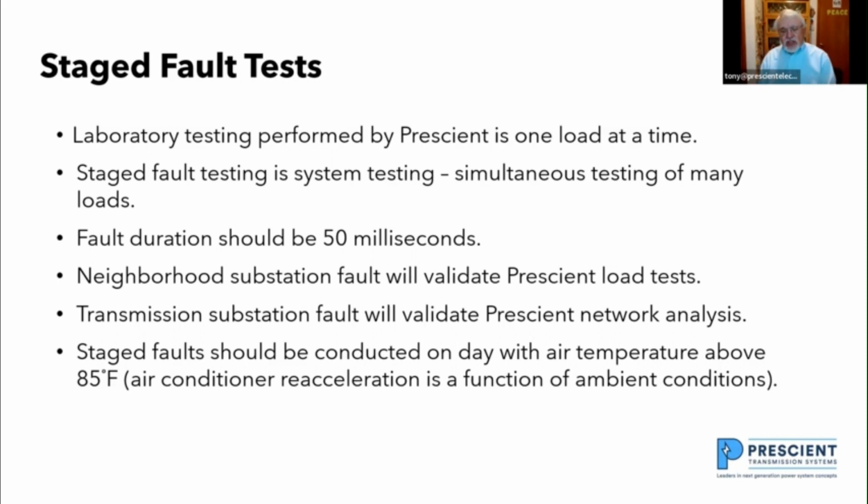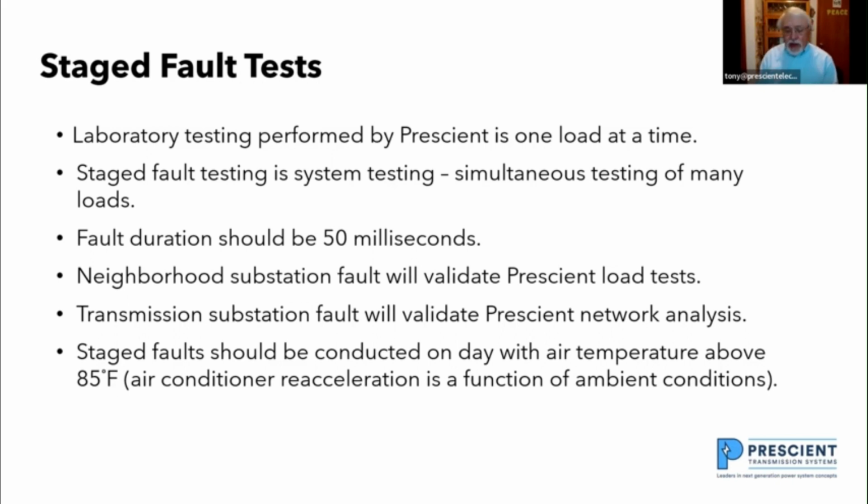And we should be doing stage fault tests routinely. We should do them at neighborhood substations. If you do a stage fault test at a neighborhood substation, that'll validate the analysis that we've done, the load tests we've done. The issue always becomes, how many different loads do you want to test? Do you want to test 20 different air conditioners and 20 different fans and 20 different pumps?